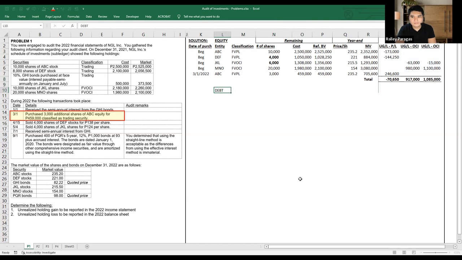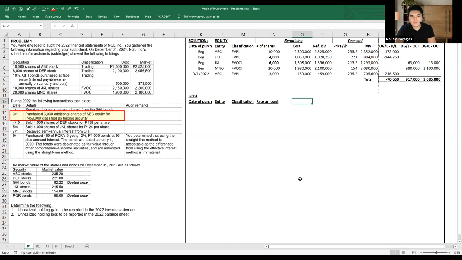Debt instruments. Okay. So meron tayong date of purchase. Meron din tayong entity, lagay din natin. Lagay din natin yung initial na classification. Lagay din natin yung number of... So instead na number of shares for debt, okay, ang magiging basis nyo kasi in terms of measuring debt would be basically your face amount. Okay, later on illustrate natin. So lagay natin yung face amount dyan.